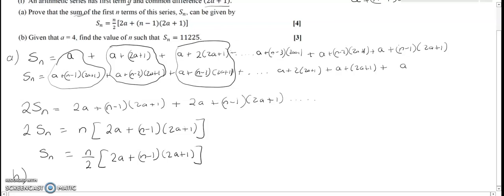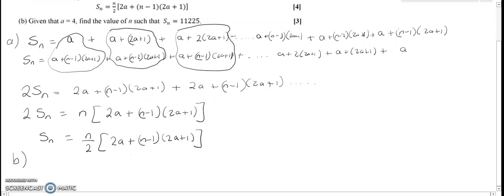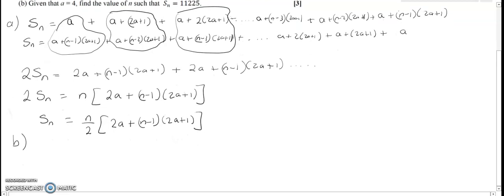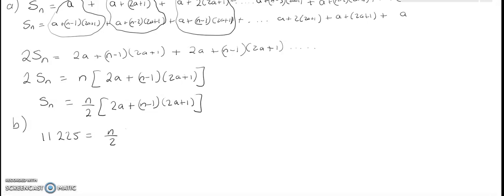Now in part B, they tell us that given that a is 4, find the value of n such that Sn is 11,225. So a is 4 and the summation is 11,225 is equal to n over 2, a was 4, so we can say that's 8, plus n minus 1, 2 lots of 4, 8, plus 1, so that's 9.